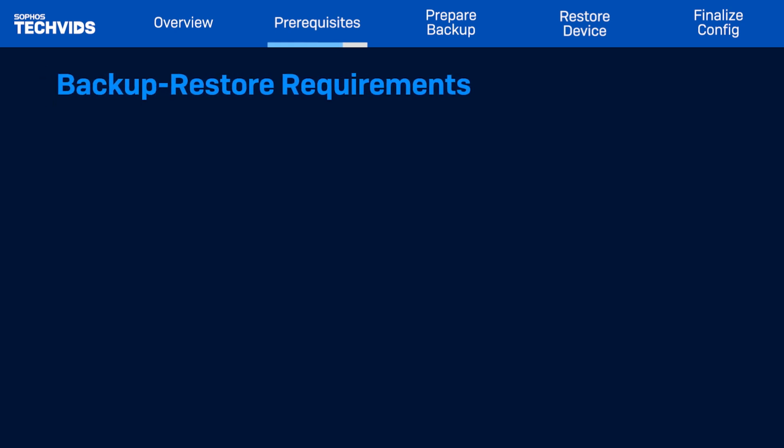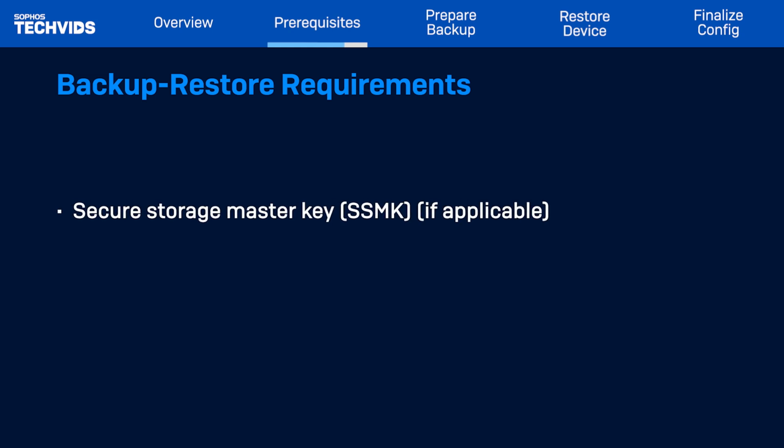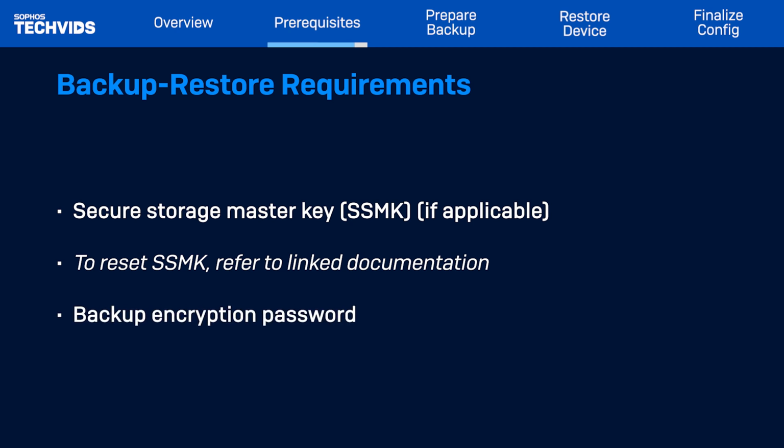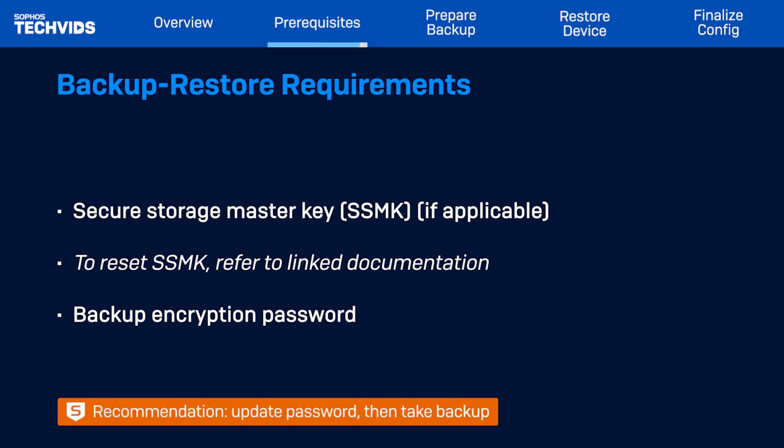Before taking the backup, make sure you know the Secure Storage Master Key password, or SSMK. If you haven't previously set this, this is not applicable. If you forgot the SSMK, refer to the linked documentation to reset this. In addition, make sure you know the backup encryption password, which encrypts any generated backup files. We recommend that once you're ready to migrate, update the encryption password and then proceed to take a new backup.